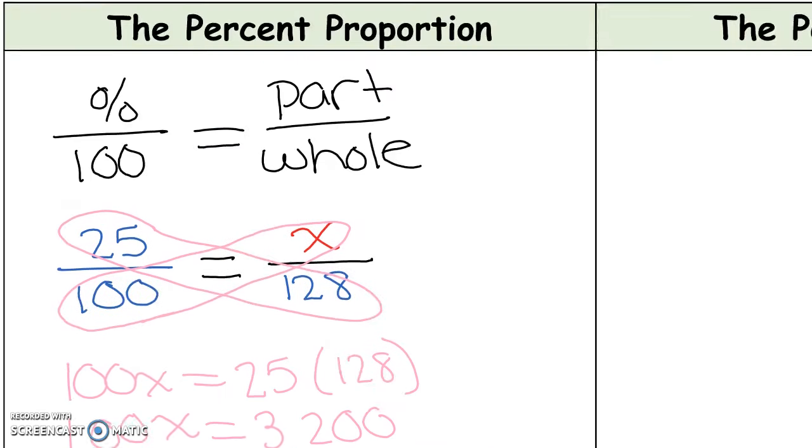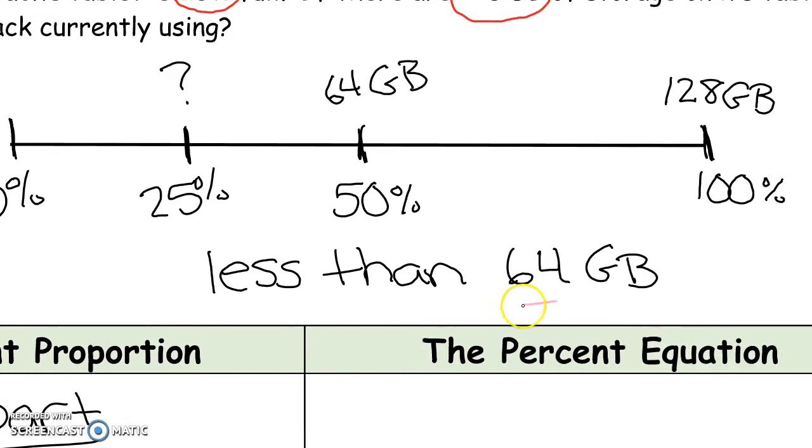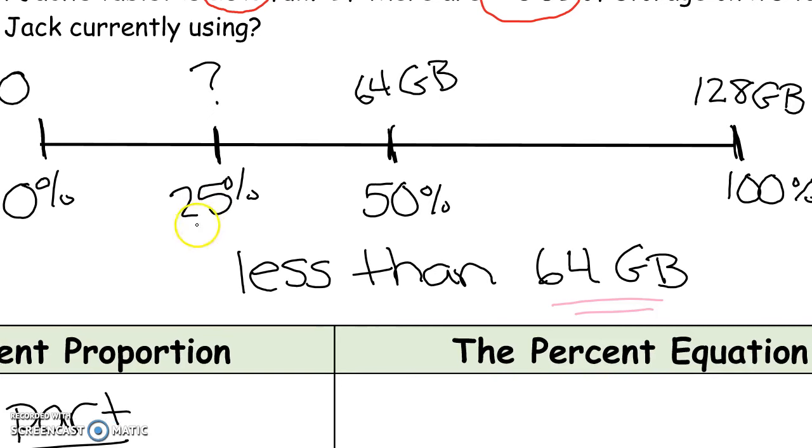So let's take a look at our estimate. Our estimate said less than 64 gigabytes. So 32 is less than 64 gigabytes, and really if we're looking at this, 32 is exactly between 0 and 64, so that definitely makes sense as our answer. So he's using 32 out of his 128 gigabytes of storage.